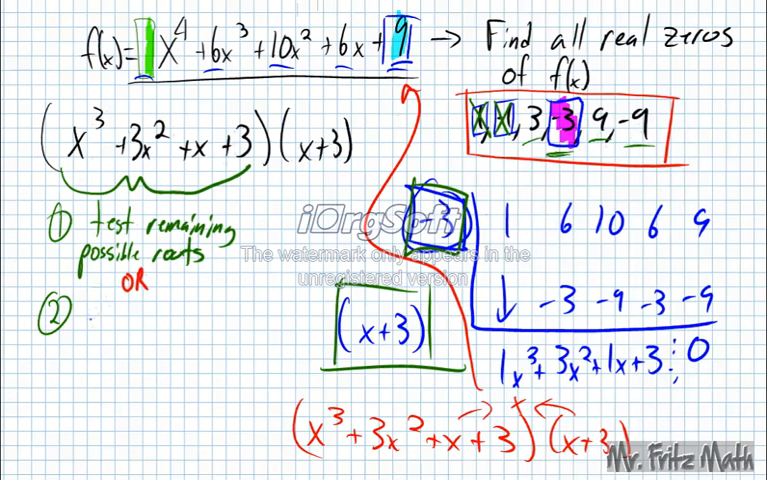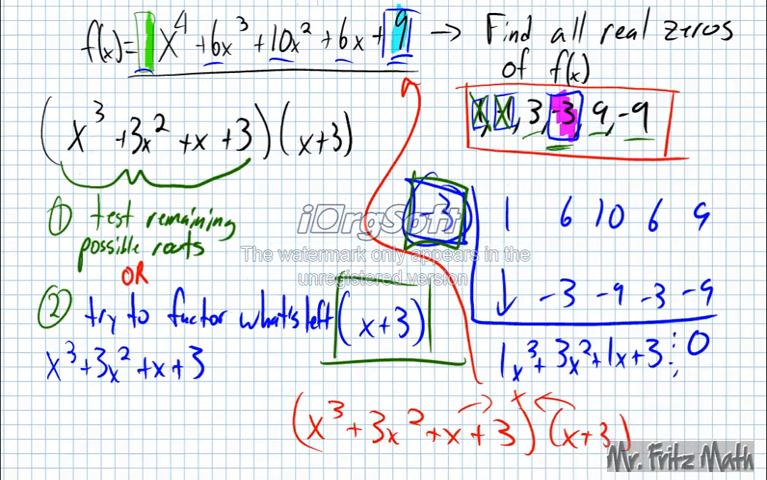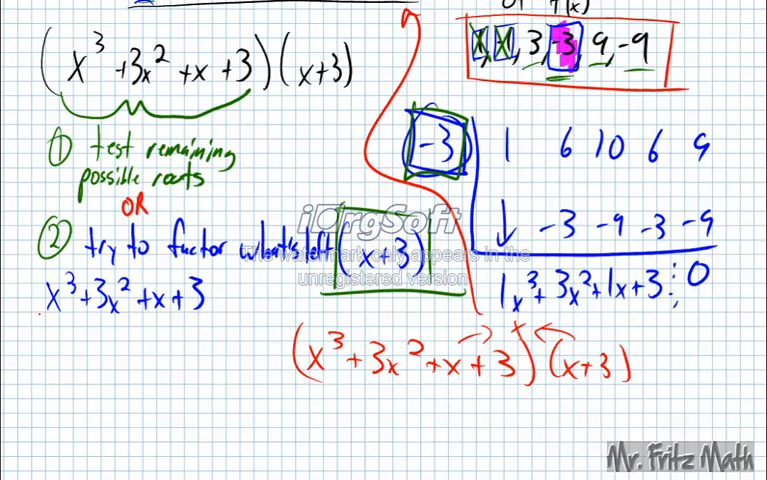I can try to factor what's left. So let's take a look at this polynomial, x cubed plus 3x squared plus x plus 3. Well, if you notice that I can use grouping, good for you, because I can. We can't forget about this tool belt. We learned the tool belt so that we can refer to it whenever we need it, and we're going to need it for the rest of this chapter. So let's use it. So okay, back to grouping.